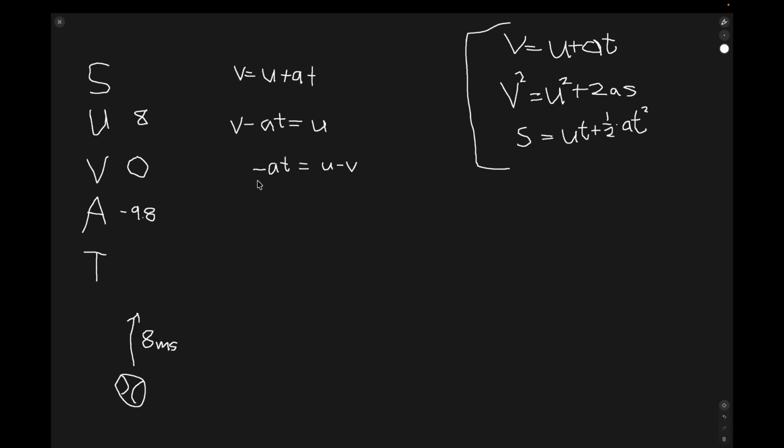And now we are going to divide, because we want to make t the subject, by negative a. So we're going to get t is equal to u minus v on negative a.